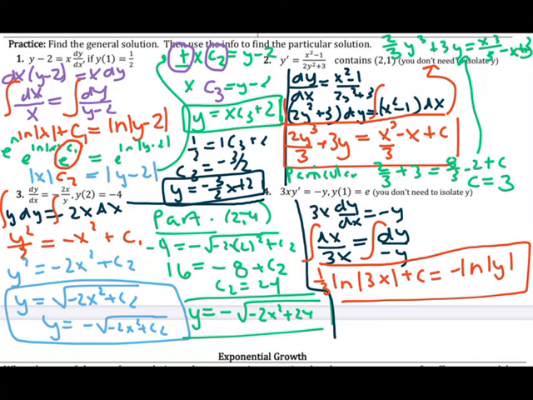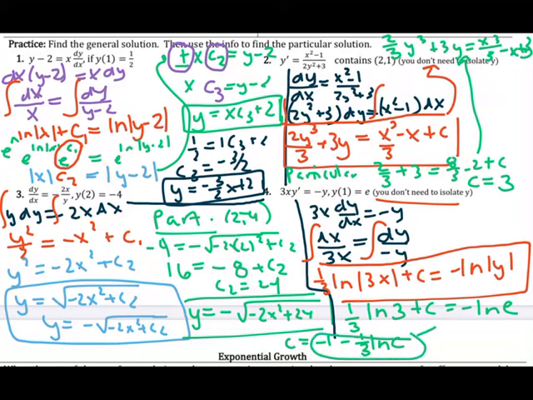I specifically told you don't need to isolate y on number 4, so you're going to get 1/3 natural log of the absolute value of 3x plus c equals negative natural log of the absolute value of y. And then you can substitute in the point (1, e) to find your particular solution. I am totally out of space, so this is going to be my c value, and that would get substituted back in here. So you'd have a very messy looking equation.